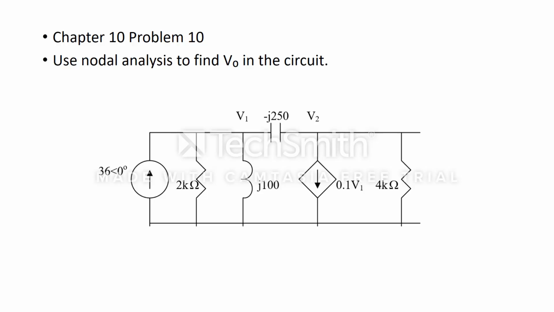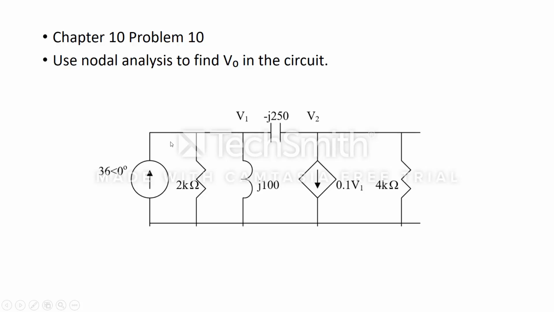amperes over here at an angle of 0 degrees in phase, and we have a 2k ohm resistor in parallel with it, along with an inductor in parallel which has an inductive impedance of about j100, and we also have a capacitor with a capacitive impedance of about minus j250, and there is a dependent source which is about 0.1 V1, where V1 is the voltage at this node around here.